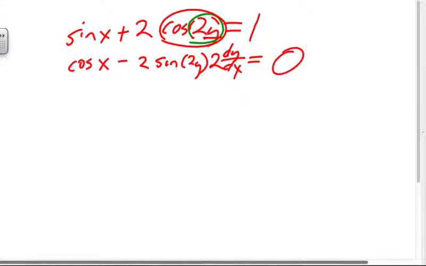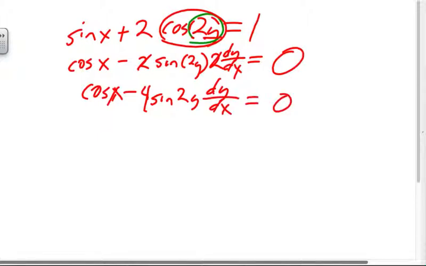Okay, so first thing I'm going to do is start combining all of this mess, clean it up. So 2 times 2 gives me 4. Then I've got sine of 2y times dy dx equals 0.